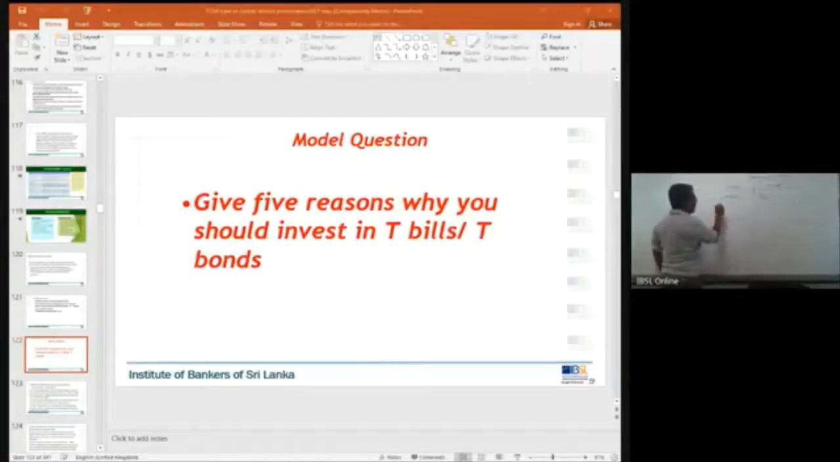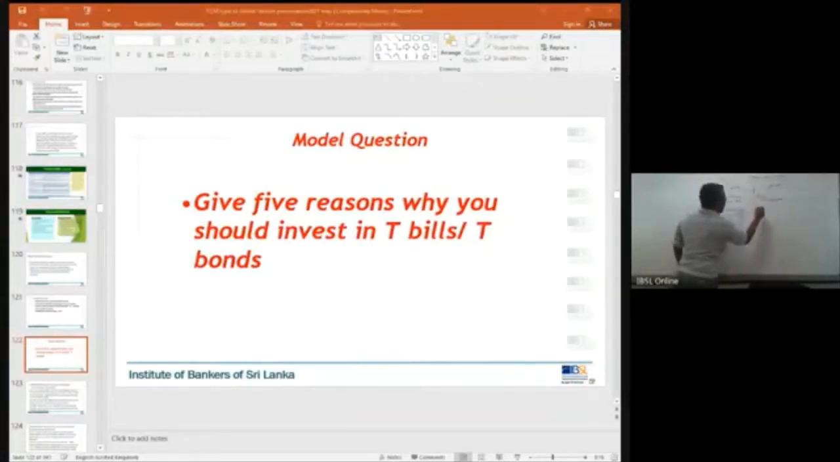So they can be purchased for how many days? 91, 182 and 364. Here, 2 to 30 years. Okay. Can you tell me another name for short-term and long-term? What type of instrument is a treasury bill? Money market instrument.